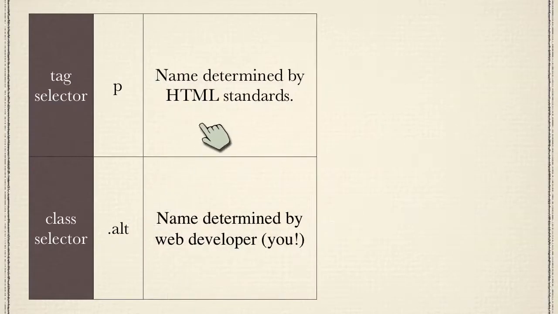So the differences there between a tag selector and a class selector are the names. We might have P for the paragraph, or alt. In the CSS, that is shown as being a class with that period at the front, .alt. The name of the tag is determined by the HTML standards. We have essentially no control over that. The class selector, the name is developed by the web developer, which is you.